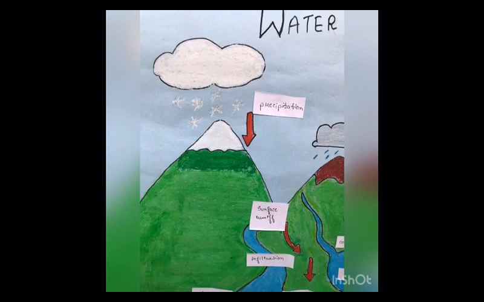The third point, precipitation. Precipitation occurs when so much water has condensed that the air cannot hold it anymore. The clouds get heavy and water falls back to the earth in the form of rain, sleet, snow, and hail.